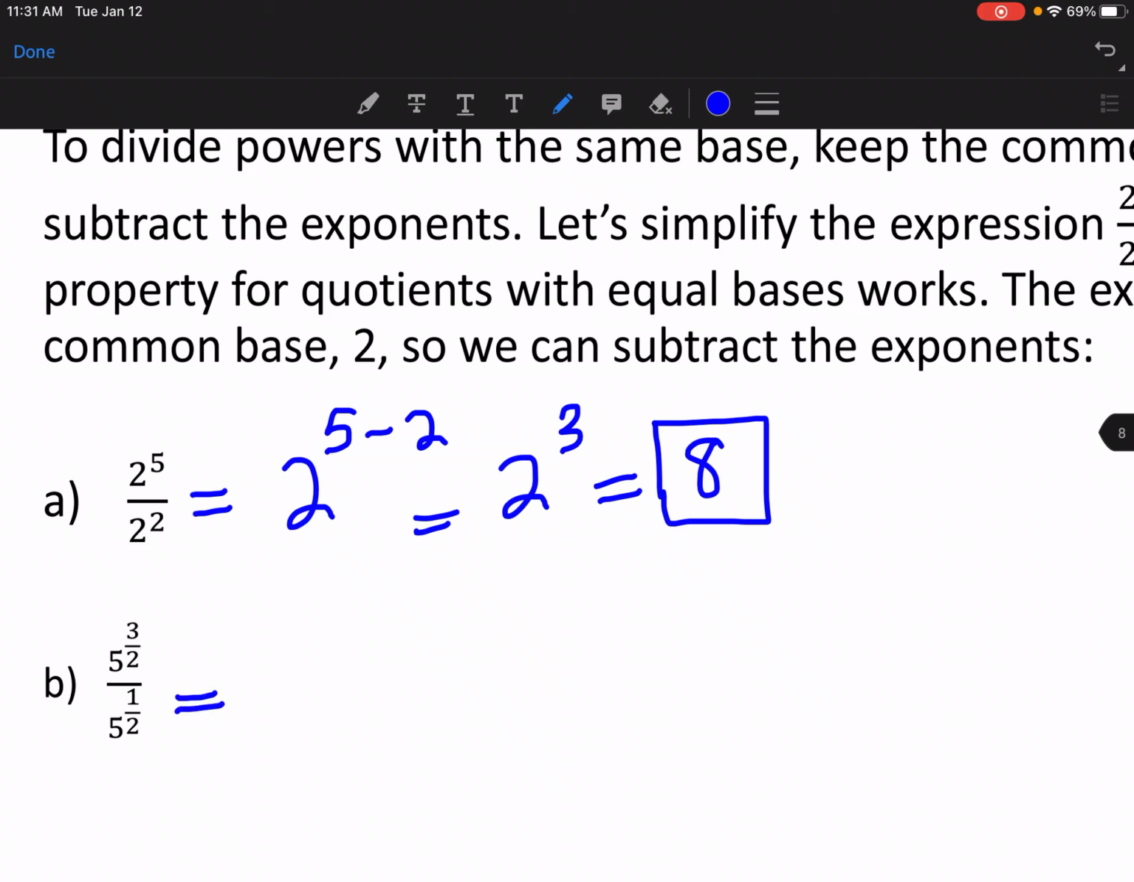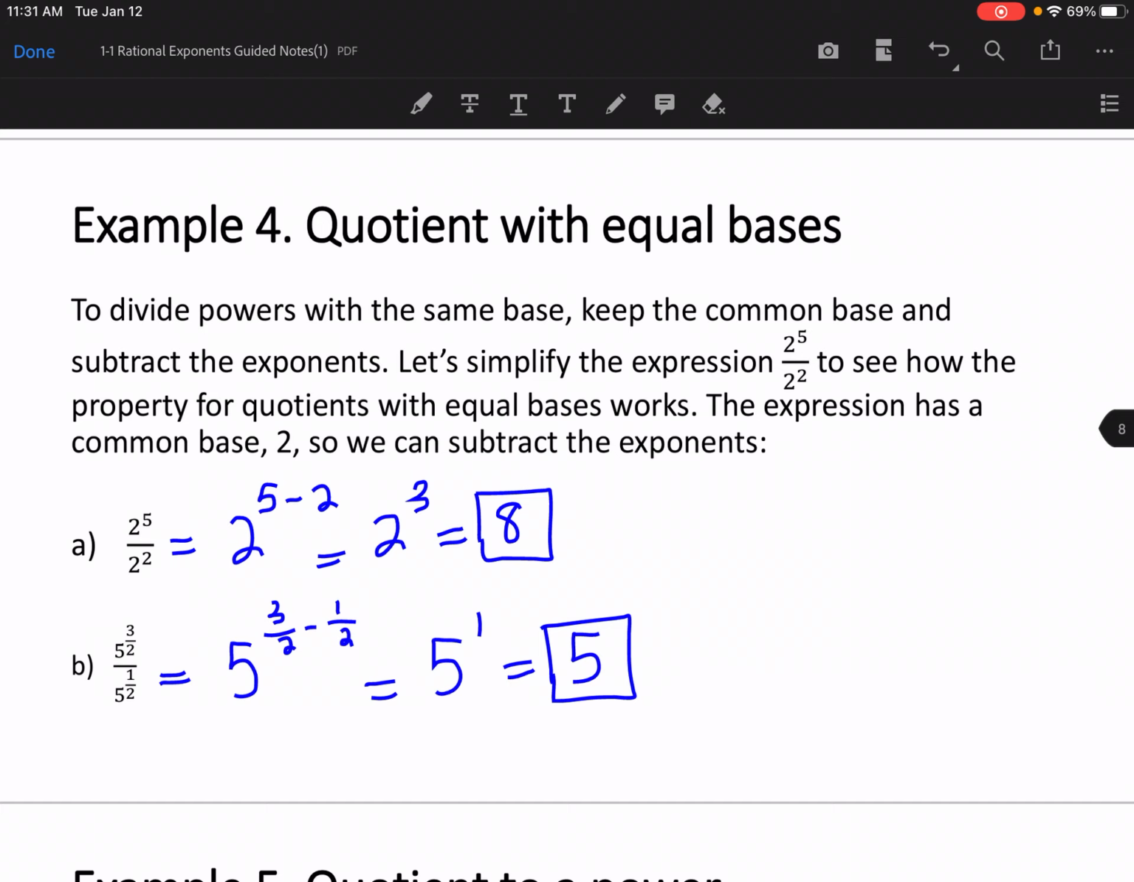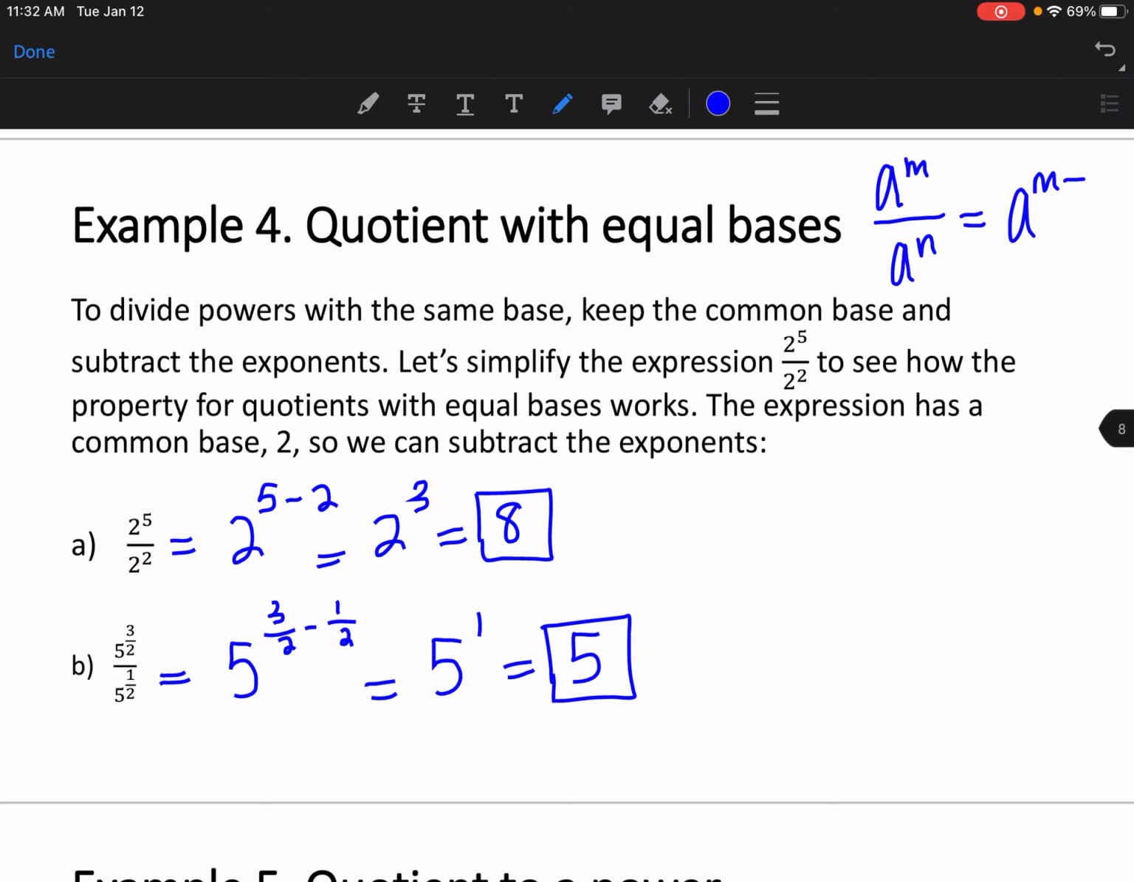Then for letter B, if I have 5 to the 3/2 over 5 to the 1/2, we can say this is 5 to the 3/2 minus 1/2. And 3/2 minus 1/2, or 1.5 minus 0.5, is 1. So this is 5 to the 1st power, and anything raised to the 1st power is the number itself. So this is 5. Again, I'm going to write the properties over here: when I have a to the m over a to the n, this is a to the m minus n. So we can subtract the exponents.